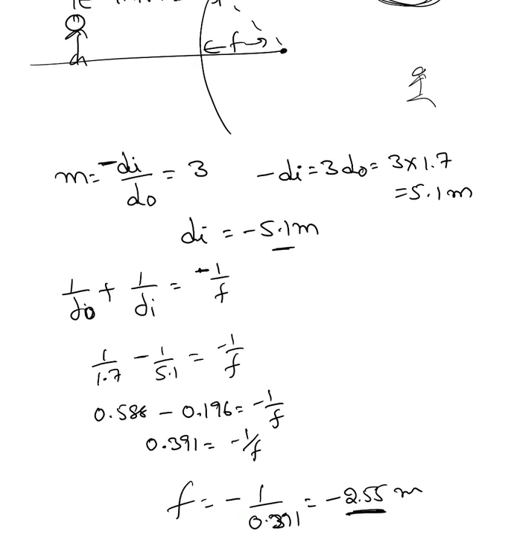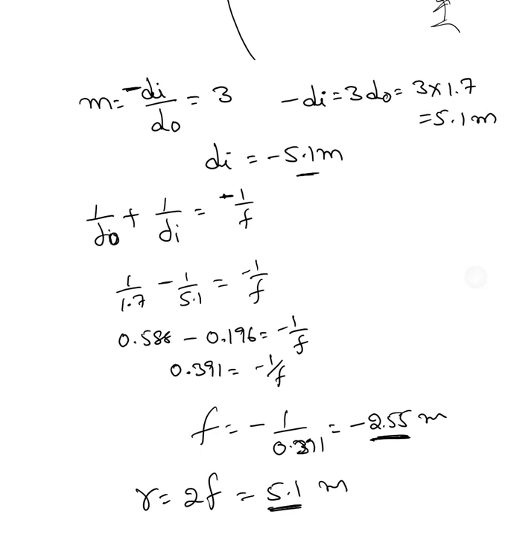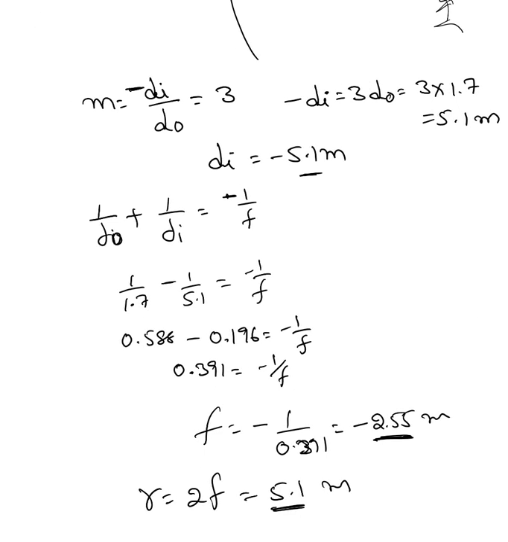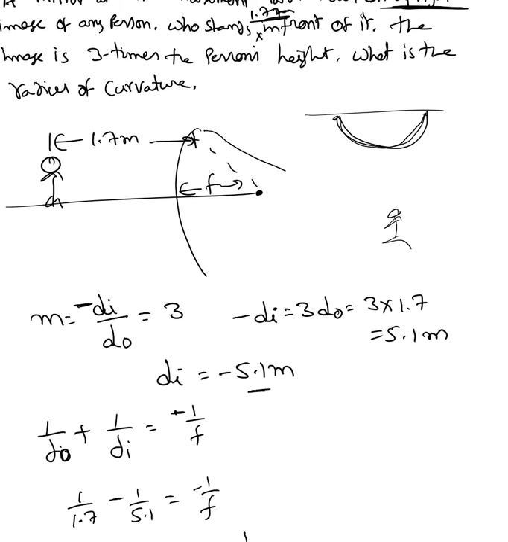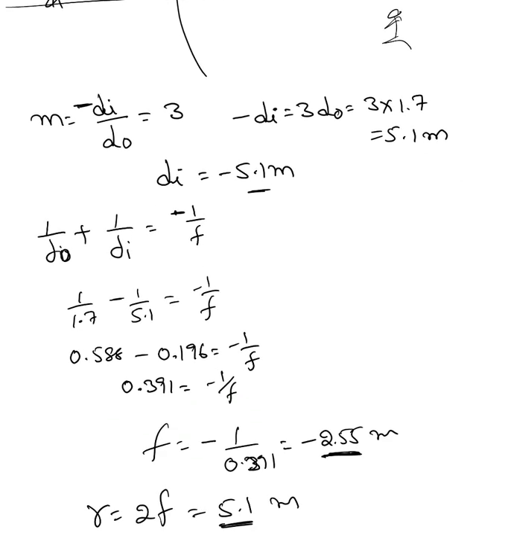That negative indicates that the focal length is behind the mirror. He's asking about the radius of curvature. I didn't take the negative because basically this is the radius of curvature, or he's just asking for the number. So it equals 5.1 meters.